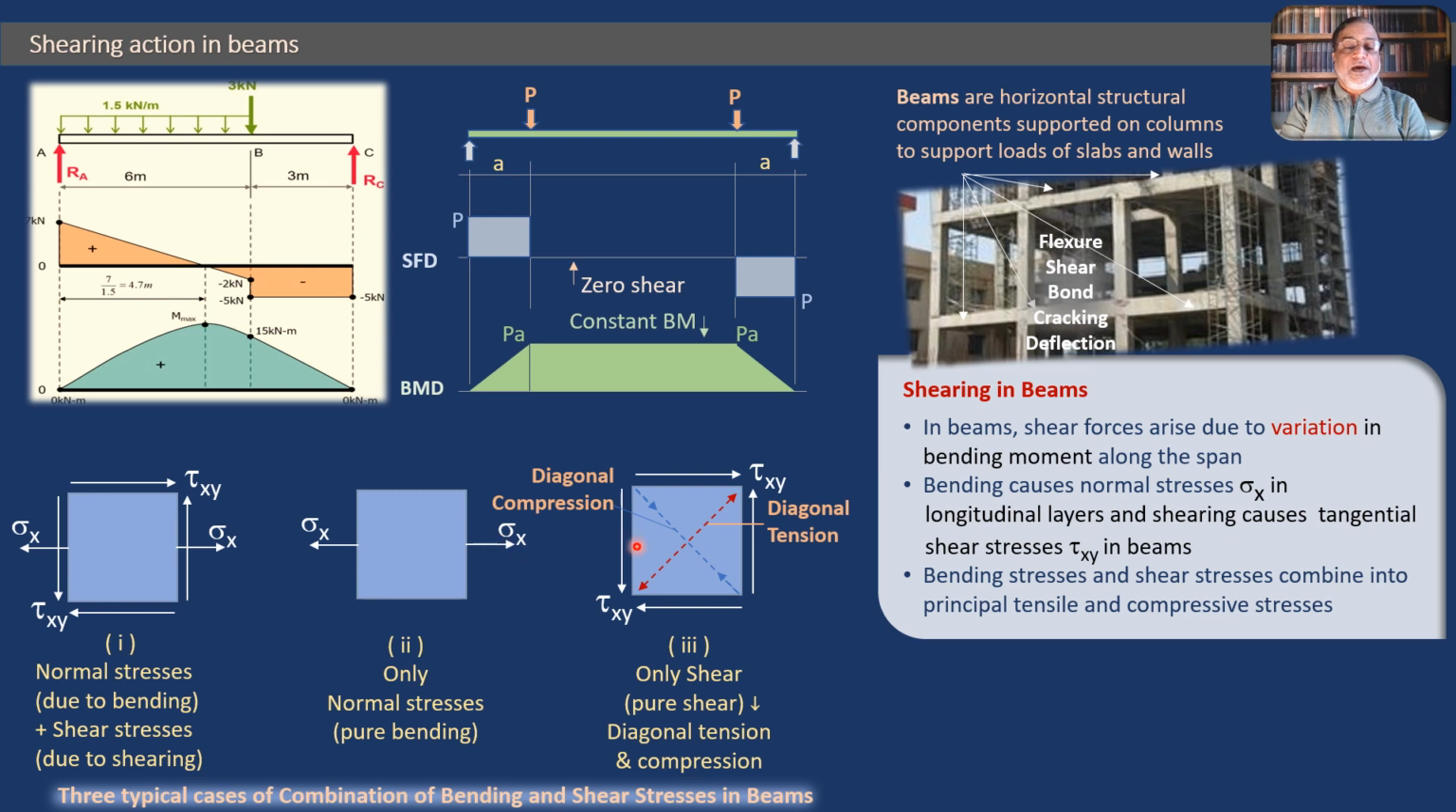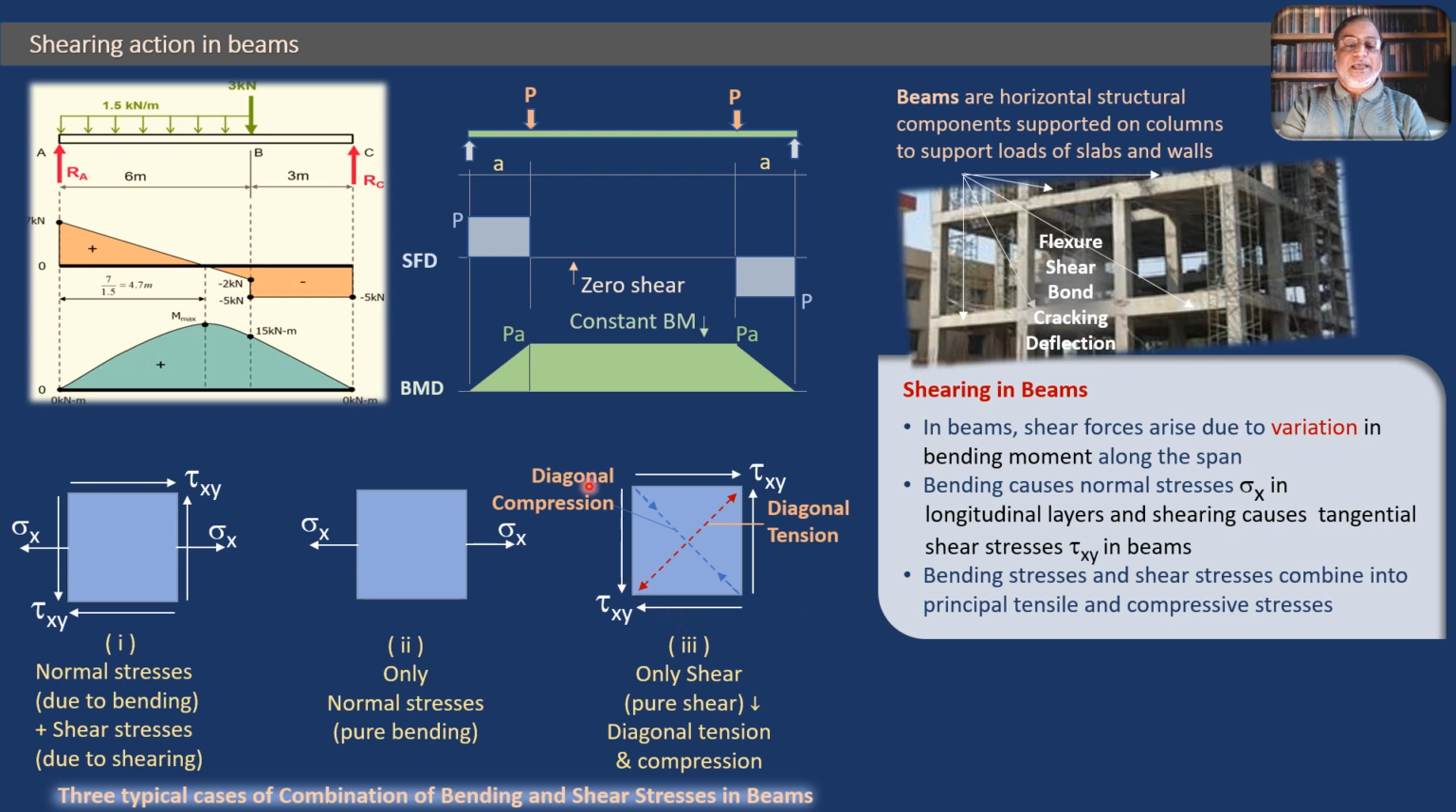You can see the sigma x stresses are absent and you find only shear stresses here. So this is where you get pure shear. Just as this was pure bending, this is pure shear. So pure shear means no mixture of bending with shear. The element in pure shear is most critical as far as the shear design of the beam is concerned. Otherwise, here you will get a combination of the two. Here you will get only normal stresses and here you will get only shear stresses.